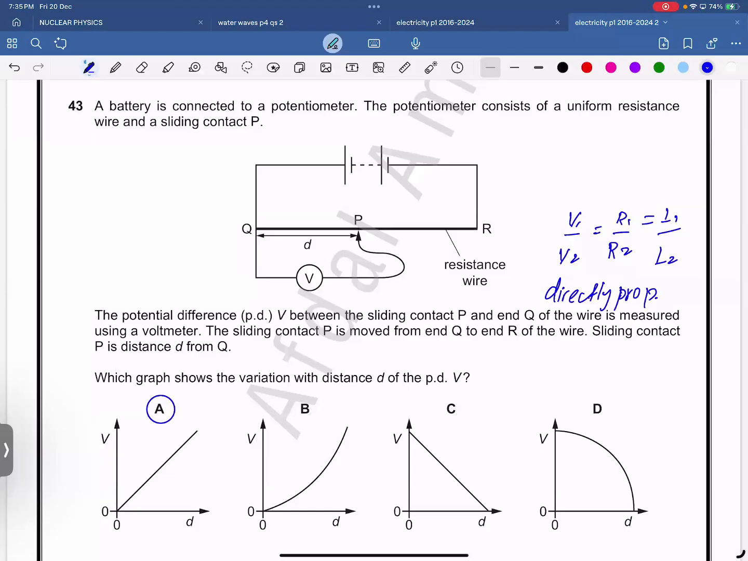Potentiometer, you wrote these three equations. So actually I taught you this way. V is proportional to R is proportional to L. So V is proportional to L. Straight line passing through origin. Easy, my dear. No waste of time. Simple question. Question number 44.